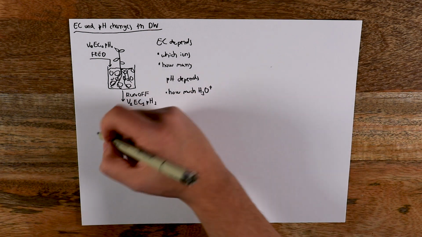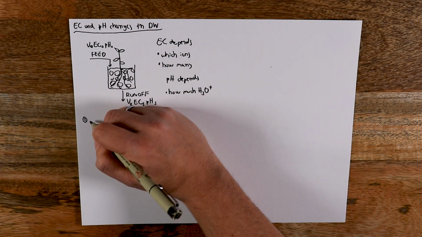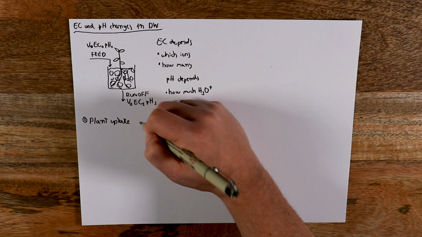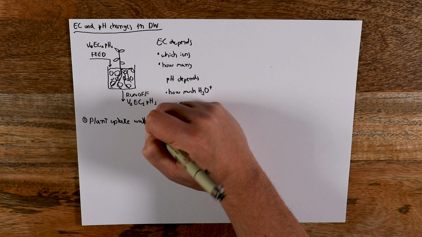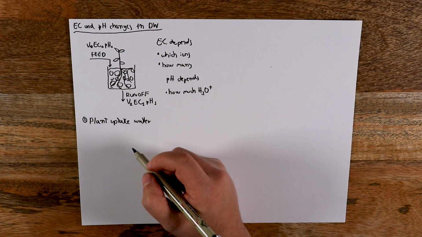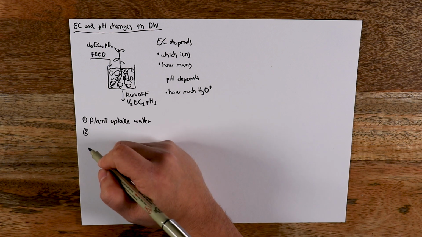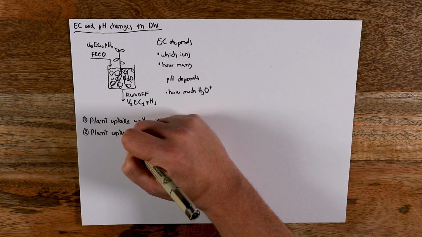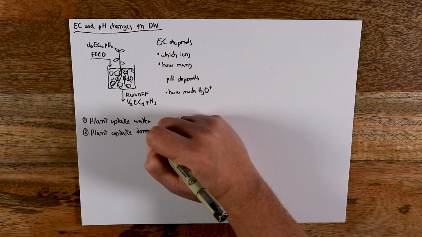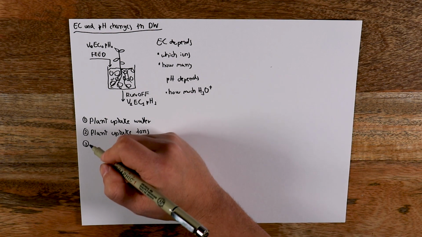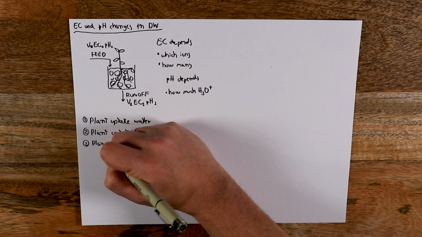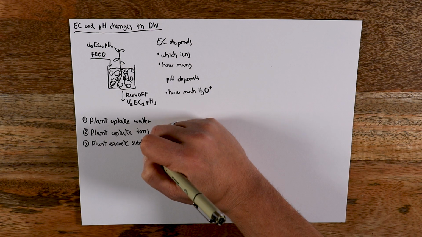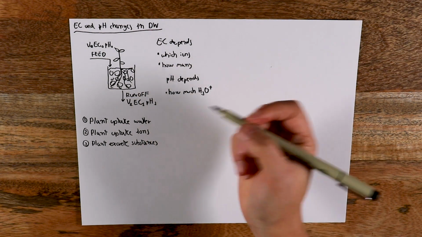So first, we have that the plant can uptake water. So the plant can take in water from the nutrient solution. Second, we have that the plant can uptake ions. Third, we have that the plant can excrete some substances, so the plant can actually add things into the solution.